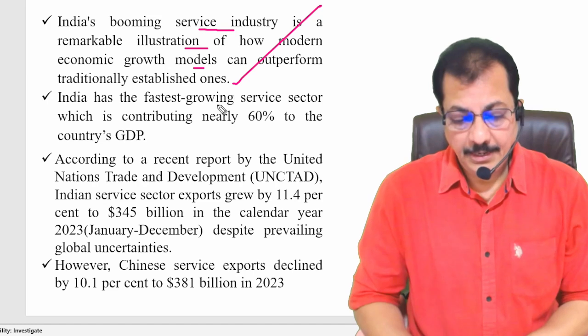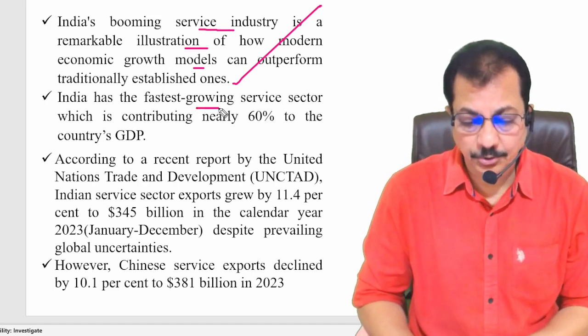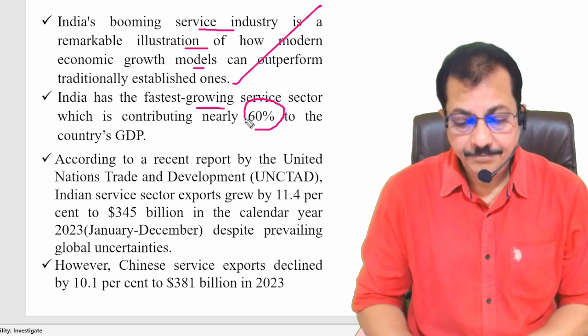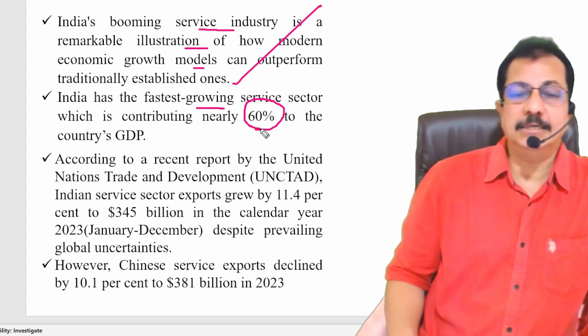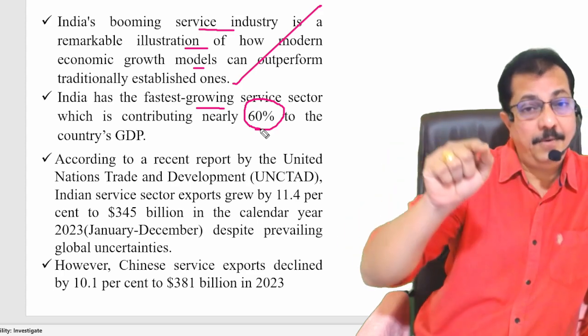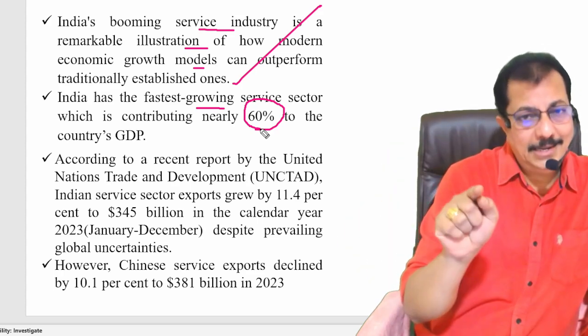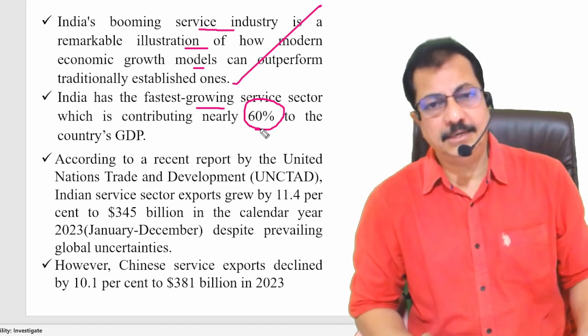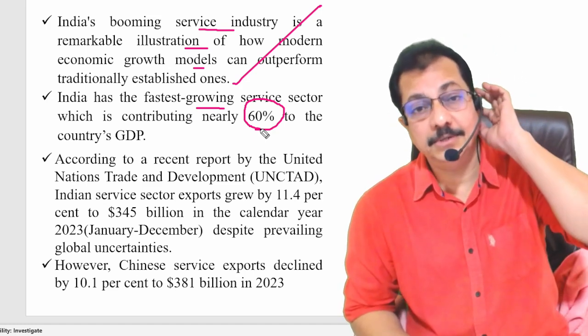Similarly, India has the fastest growing service sector, which is contributing nearly 60% to the country's GDP. Right? In the service sector, we have IT. That IT itself is contributing 7%. And the whole service sector is contributing 60% of GDP.